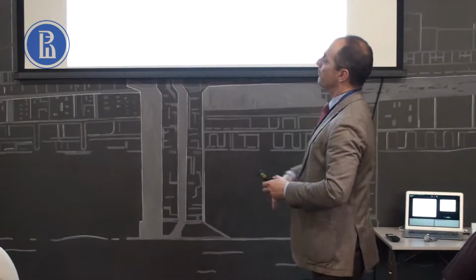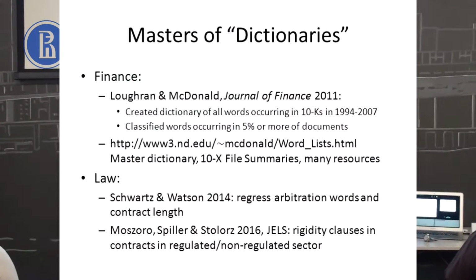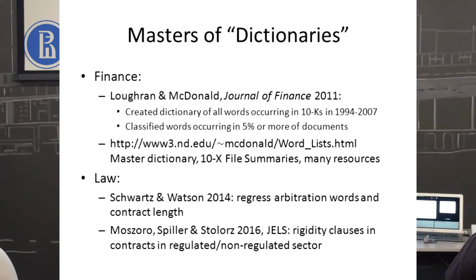In finance, the big guys, and these are guys that started the whole process of analyzing the US filings, company filings, are Loughran and McDonald. They created a dictionary in 2011. I think it was in 2011 when they published a paper in the Journal of Finance, which is a #1 journal in the finance field, with a dictionary of the 5% most used words in the 10-Ks.